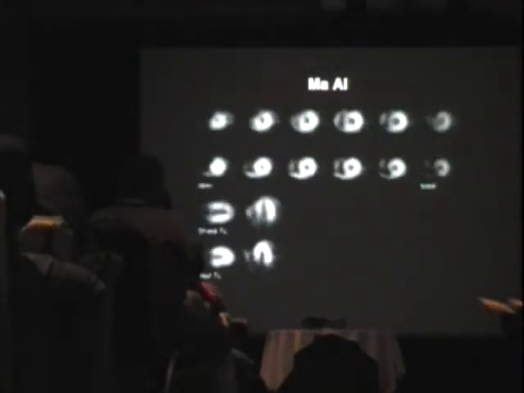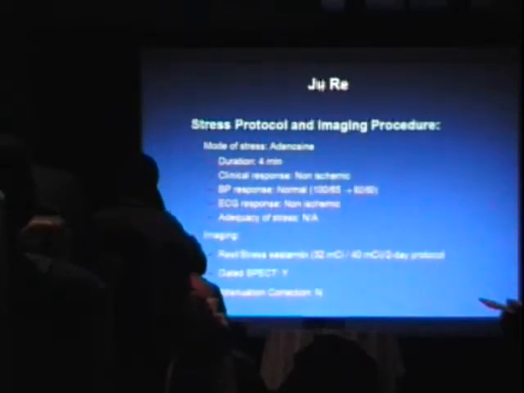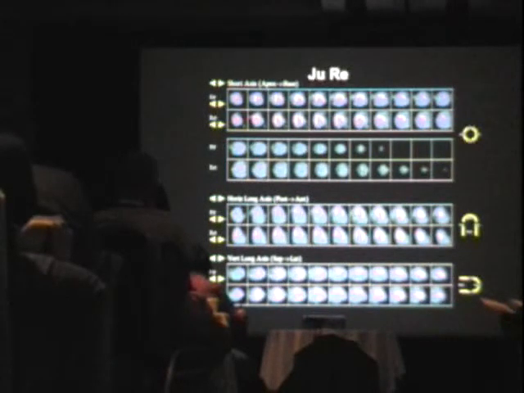Not only that, to describe in the body of your report, you're going to say something involved in this wall, but in the impression, you're going to say there's a large defect. This is another case, an asymptomatic woman with risk factors, that was assessed, and you get a defect.